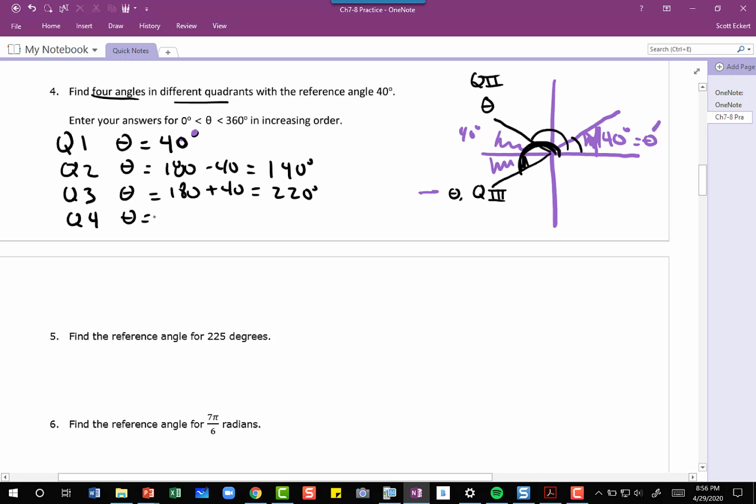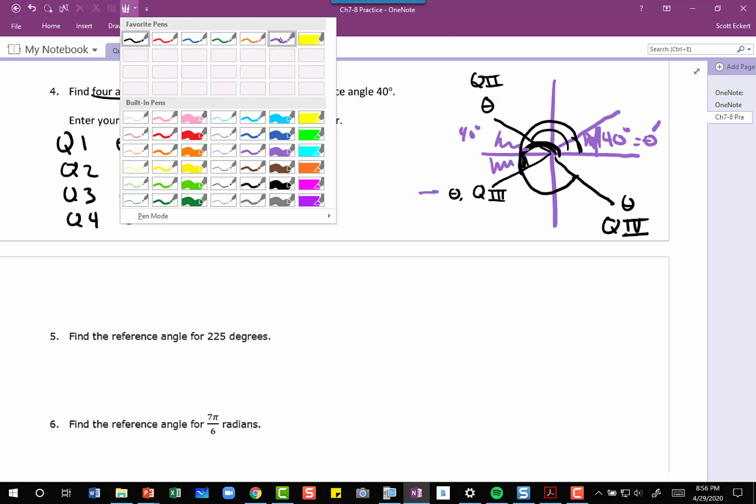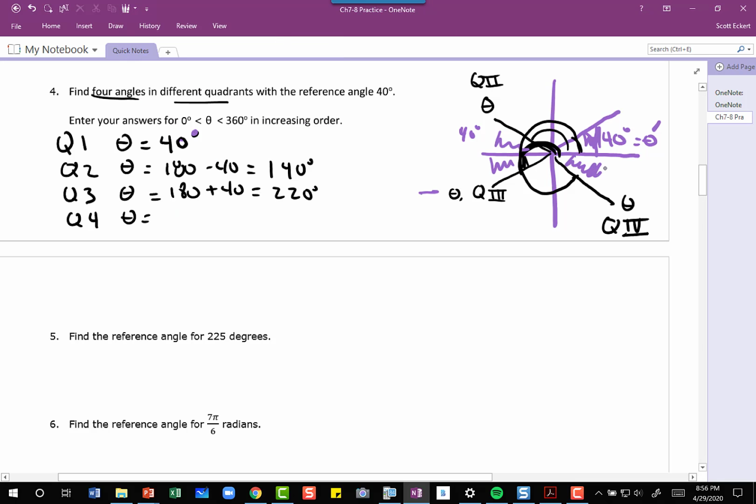This time, it's getting congested here, but we need a quadrant 4 angle. So here's theta. It's in quadrant 4. It doesn't look like a Roman 4. And if it has the same reference angle as 40, then geometrically this part here is 40 degrees.